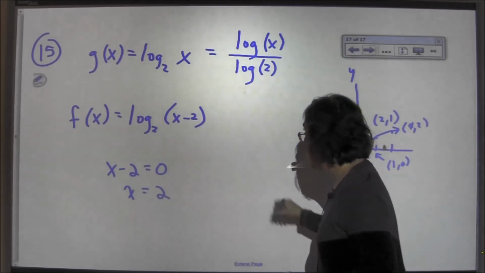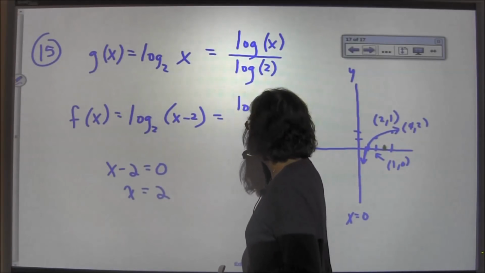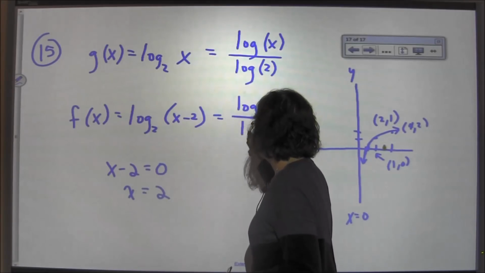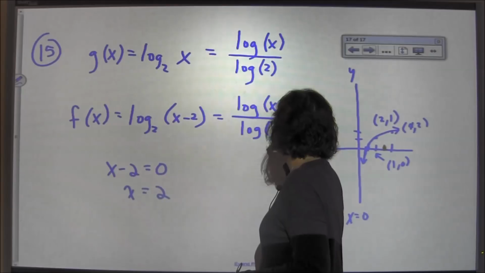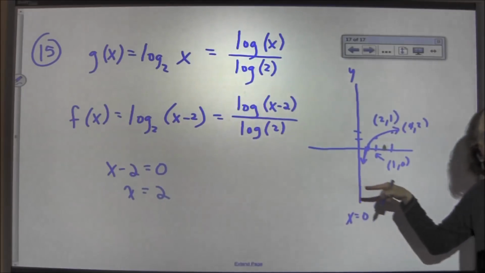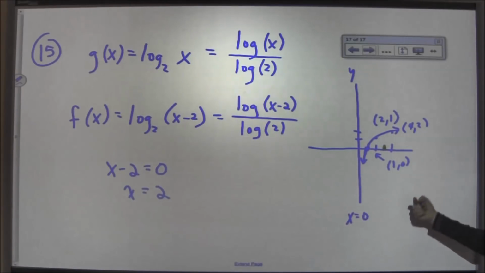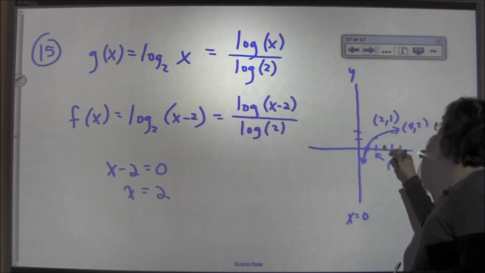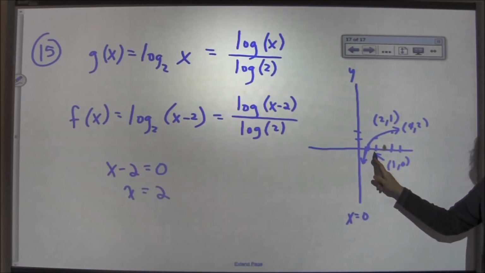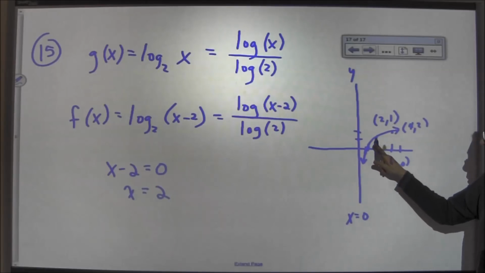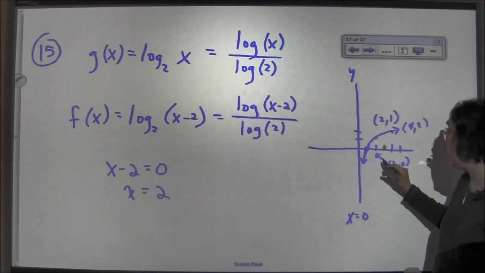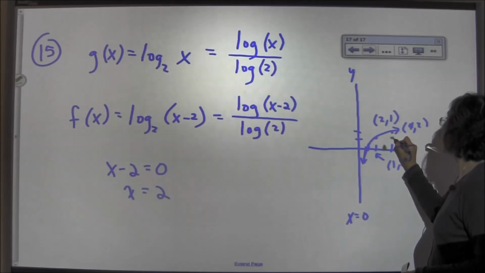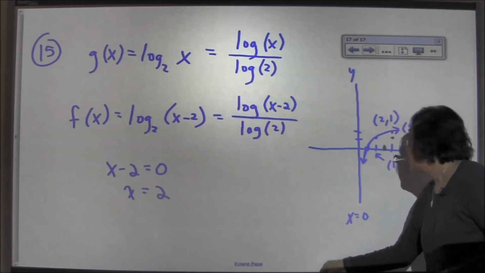And if you're going to use your calculator to help you find points to plot, you can use change of base on this. It's log of the argument divided by log of the base. And then you can look in your table and get some good points. But I'm just going to shift these points that I already graphed. So I'm going to shift that one over 2. I'm going to shift 2, 1 over 2. And I'll shift 4.